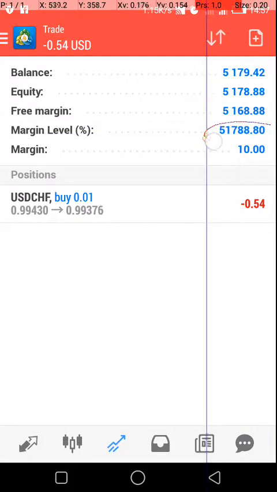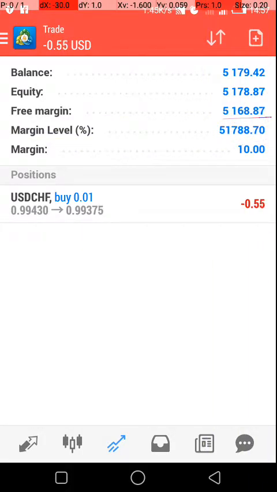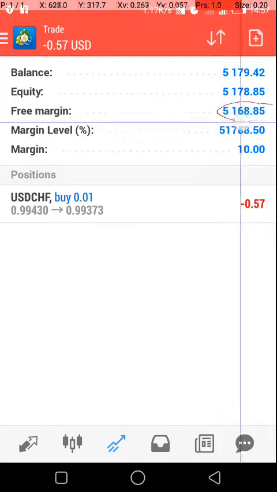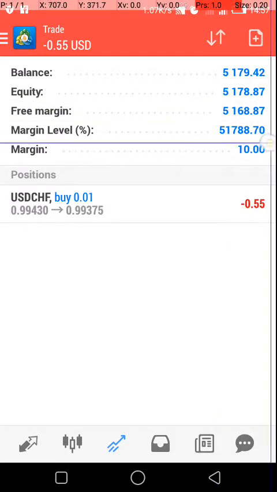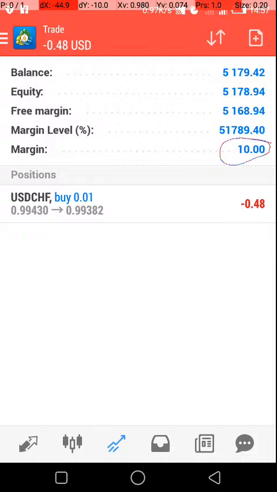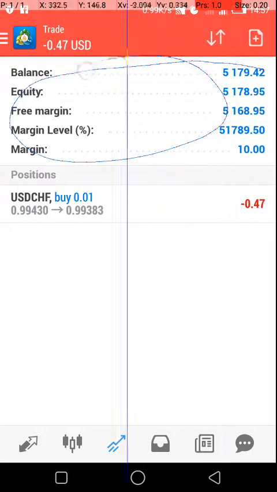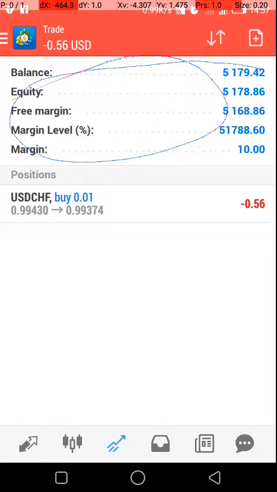And margin level: if your margin level is below 100%, you won't be able to open trading positions. As you can see, this is more than 100. It is calculated by equity divided by margin times 100, and you get the margin level. So we're done with this part. Congratulations if you understood well. Let's go to another part.